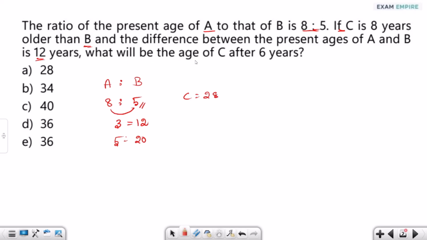Okay, done. What will be the age of C after 6 years? So the age of C is like 28. So after 6 years, C's age will be 34. So the answer for this particular question is like 34.